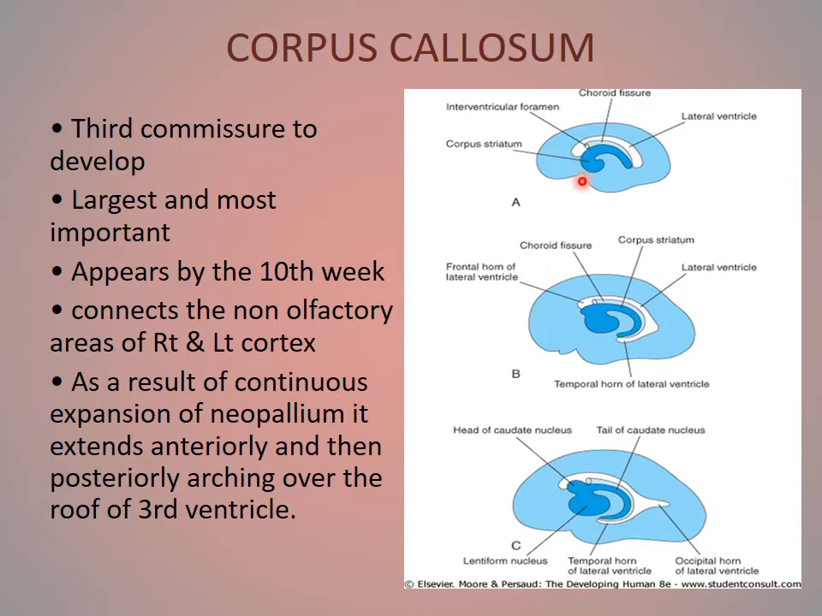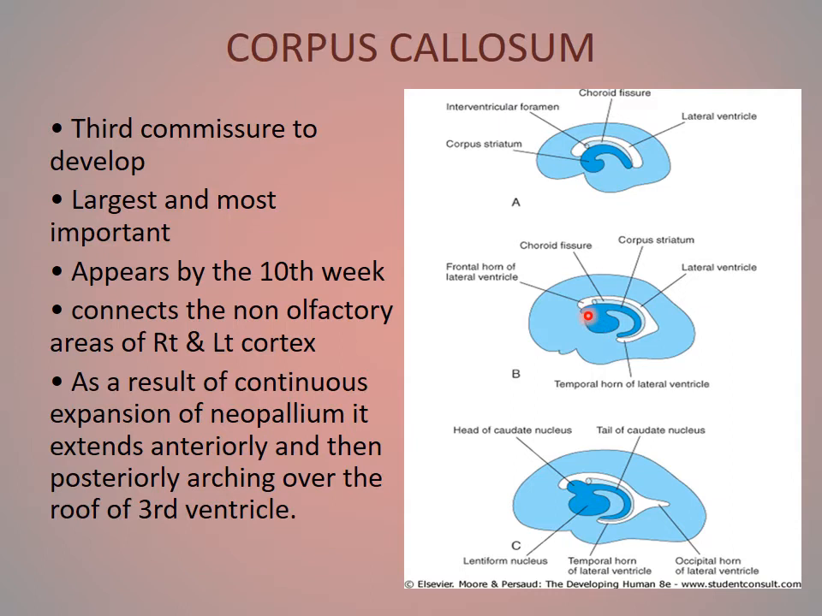Now, the most important commissure is the corpus callosum, which is the third and the largest of all the commissures, or the white matter fibers of the cerebrum. It appears in the 10th week of development and connects the non-olfactory areas of the right and left cortex. As a result of the continuous expansion of the neopallium, it extends anteriorly and then arches posteriorly. Over its roof is the lateral ventricle, whereas it forms the roof of the third ventricle.